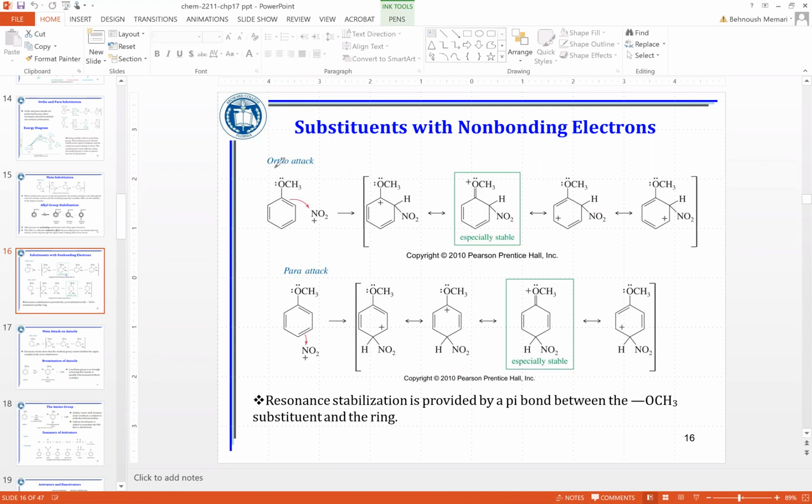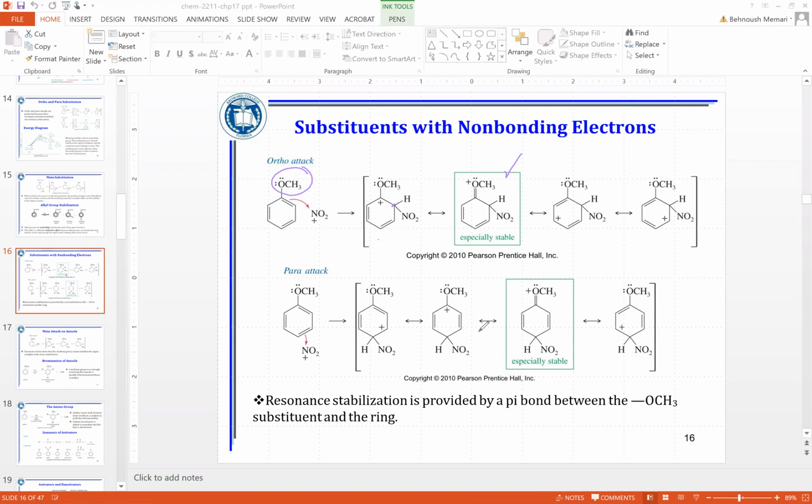OCH3, the question is, is OCH3 or methoxide an ortho-para director or a meta director? If we draw the resonances for the ortho position, we have, first of all, before, for toluene, we had only 3 resonances. Here we have 4 resonances. And if you have 4 resonances and one that is especially more stable, then 4 resonances versus 3 resonances is going to make a huge difference in the stability.